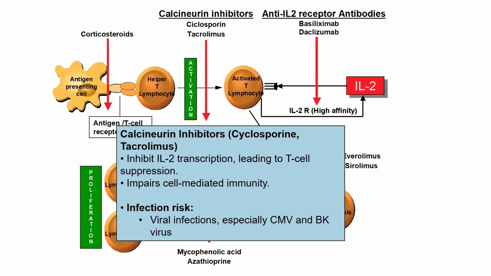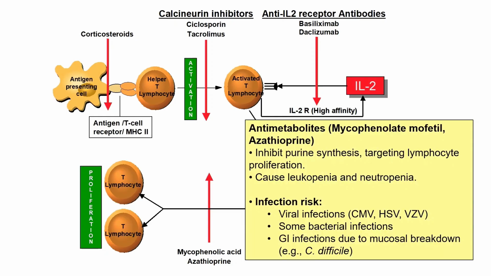Calcineurin inhibitors, such as cyclosporine and tacrolimus, inhibit our IL-2 transcription, leading to T-cell suppression, impairing our cell-mediated immunity. This, therefore, increases our risk of viral infections, especially CMV and BK virus. And the reason I highlight this is that I always think about this in terms of how I risk stratify the patients. When we talk together with our transplant colleagues, it's not just about decreased immunosuppression. It's really about saying, what is it that we're worried about? In a patient with CMV, I'm very cautious and always asking, can we decrease their cyclosporine or whatever they might be on because of that specific risk, as well as their antimetabolites.